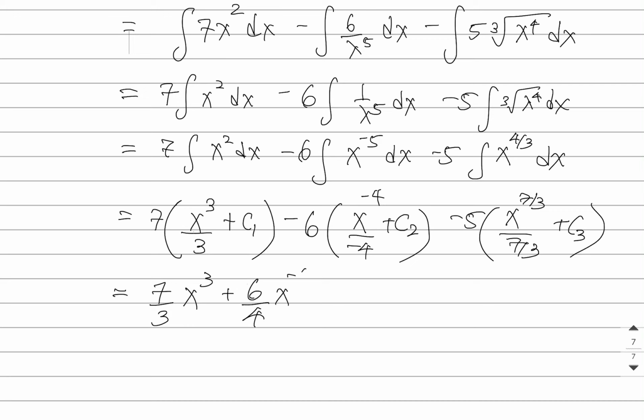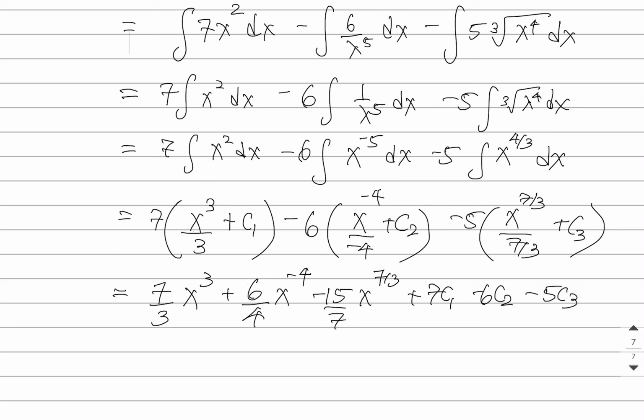Now remember, -6 over -4 gives me a +6 over 4. This other term is going to give me a -15 over 7, x to the 7/3. And now, 7 times an arbitrary constant minus 6 times the second constant minus 5 times the third.